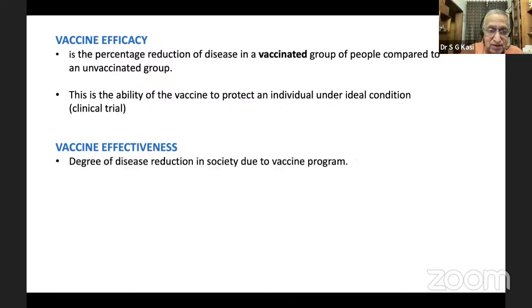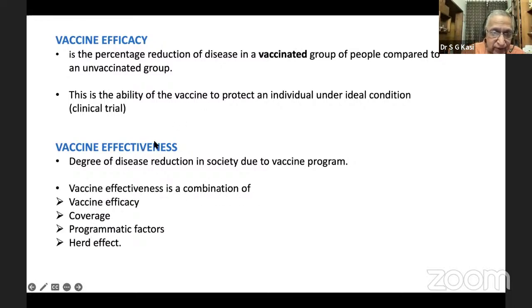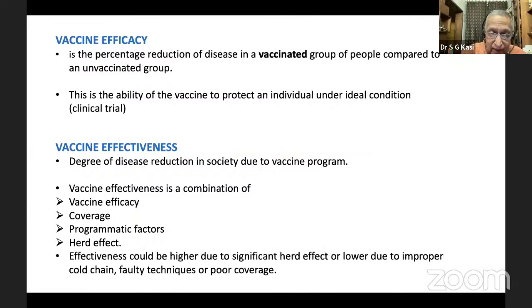Vaccine effectiveness is the degree of disease reduction when the vaccine is rolled out in the population. Okay. So vaccine effectiveness is a combination of efficacy, the coverage, programmatic factors, especially cold chain maintenance, and finally herd effect. Now, vaccine effectiveness can be higher than efficacy if there's a very strong herd effect. The 7-valent pneumococcal vaccine caused a greater reduction in pneumococcal invasive disease in the unvaccinated population rather than the vaccinated, a very, very strong herd effect.